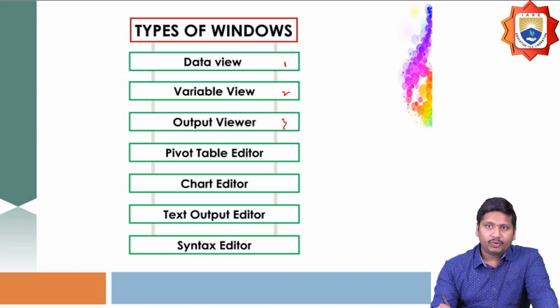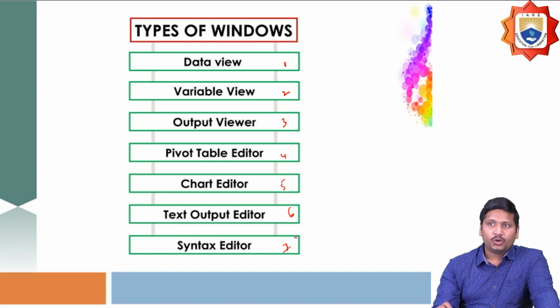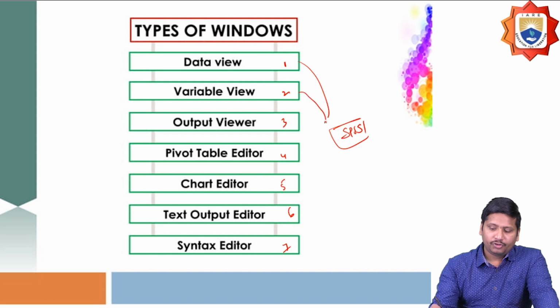And output viewer means we're able to see the output of that one. And pivot table is there, and then chart editor, text output editor, and then syntax editor. So like this we have different types of windows available in SPSS software. So if I want to see, I can see the data, variable, and output viewer. These are the extra things you can implement, like pivot editor, table editor.